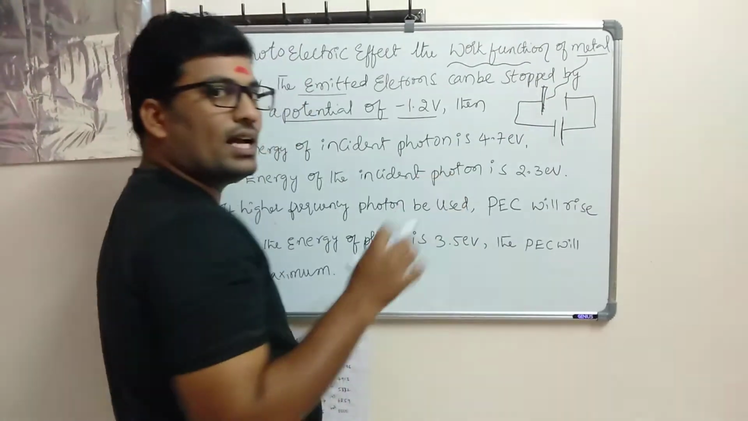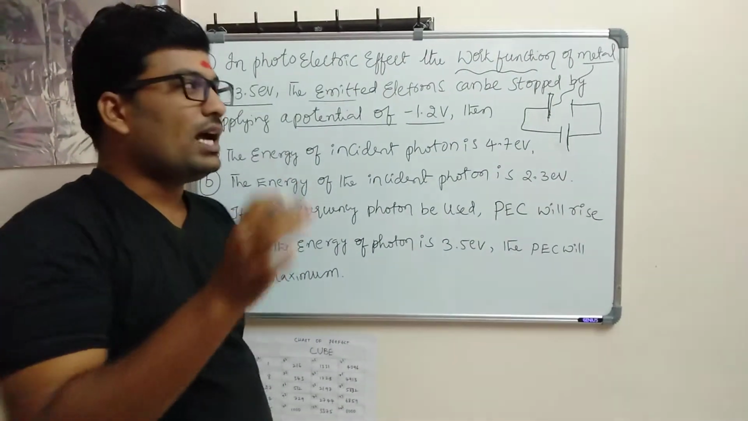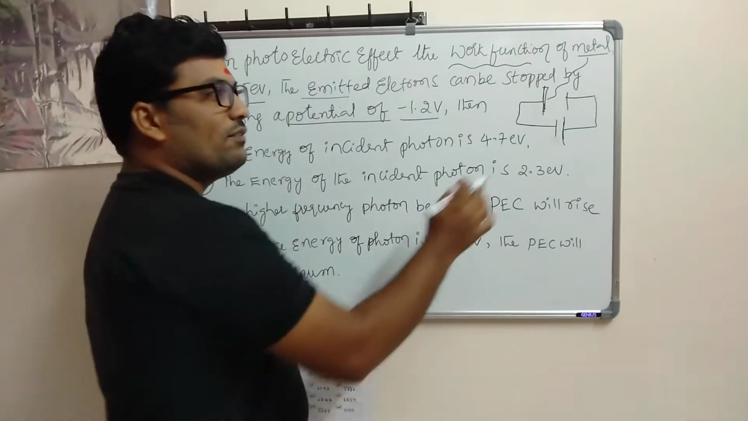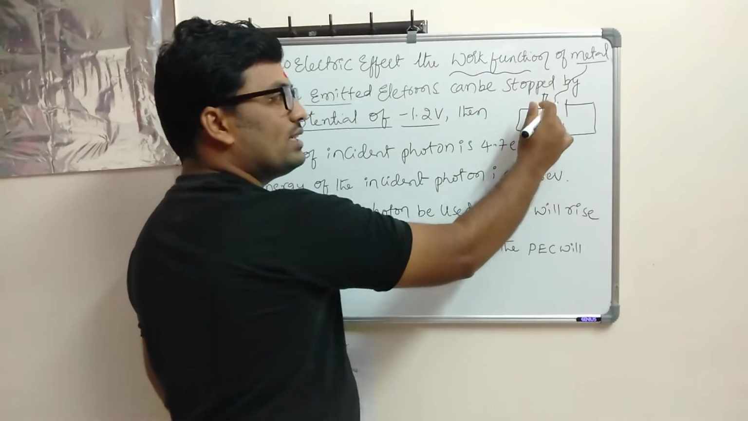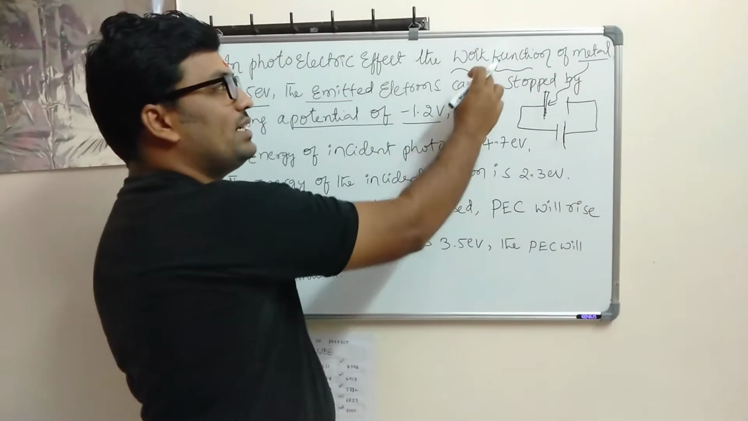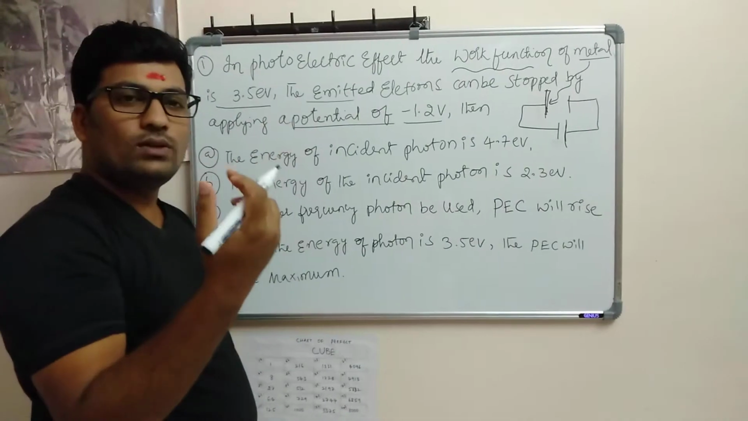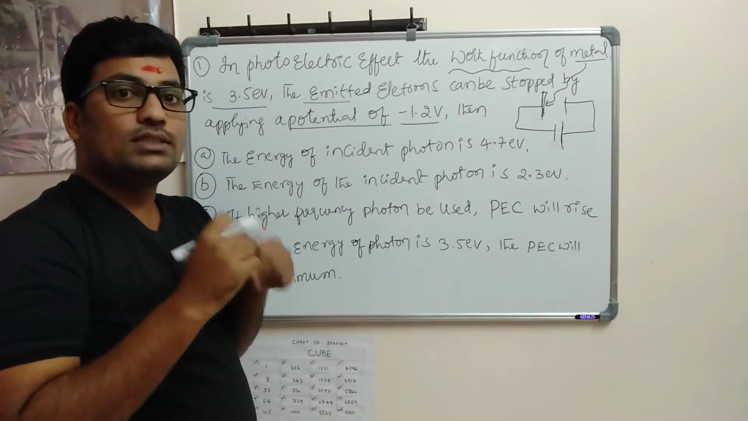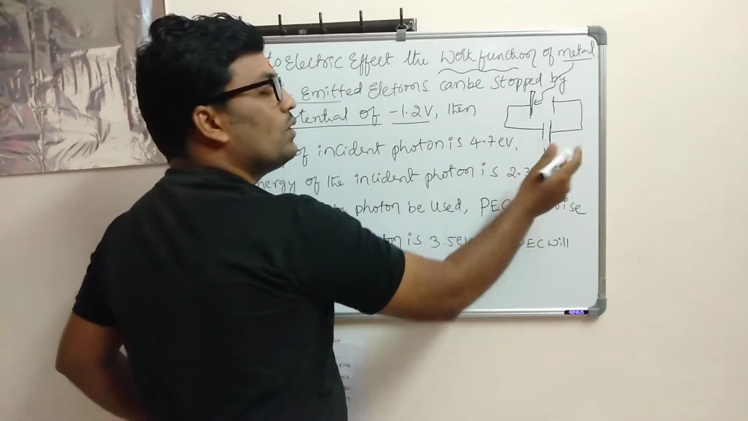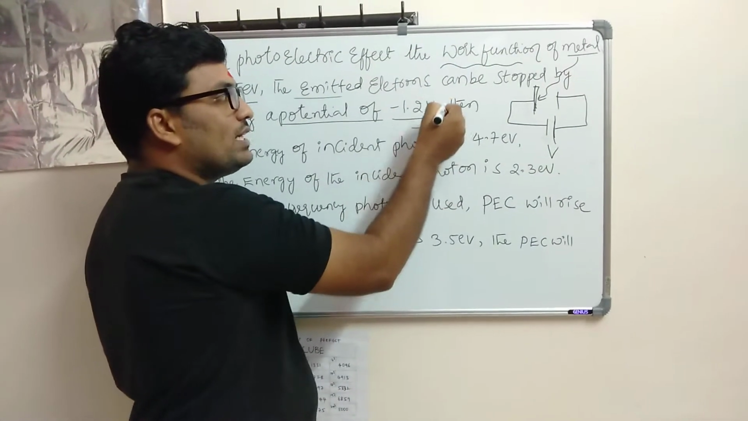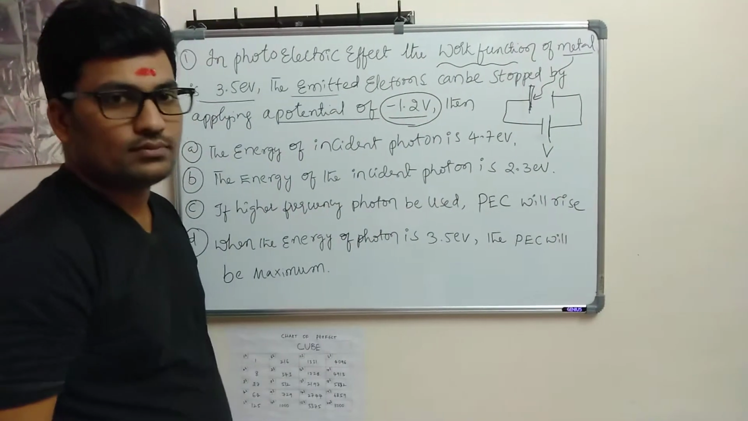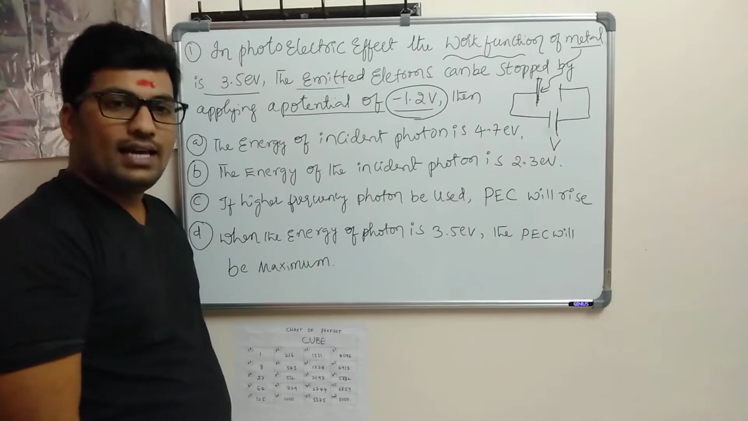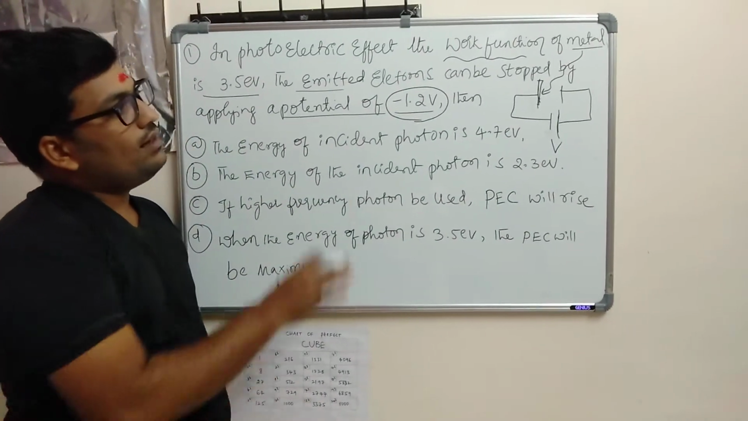So here what exactly I am trying to do is stop the liberation of electrons. How can I stop it? Generally, if light falls on the cathode and we give 3.5 electron volt energy, it will automatically liberate the electron. But I am going to stop it by applying some voltage. What voltage here? A negative voltage you are applying to stop the emission of electrons. Okay, so that is the question.